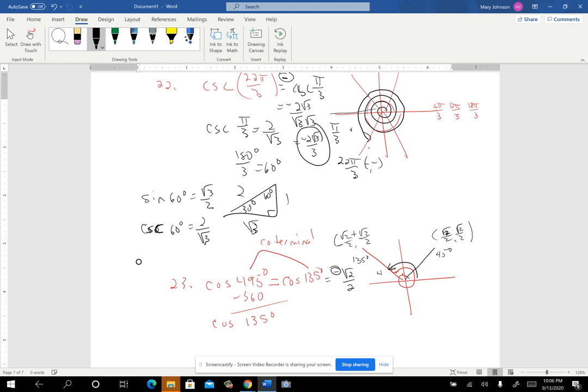See, 45 degrees is the reference angle. And so I could do the cosine of 45. I could have used my special right triangles if I wanted to get that, and then just throw a negative on it because you're in the second quadrant and cosine is negative there. Okay.